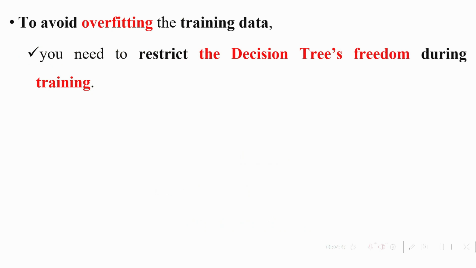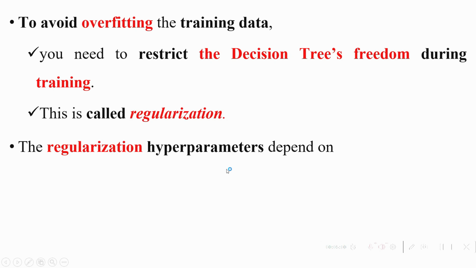Now to avoid overfitting of the training data, you need to restrict the decision tree's freedom during the training. This is called regularization. So you can change the hyperparameters of the model. You can restrict the overfitting. Simply that process is called regularization.